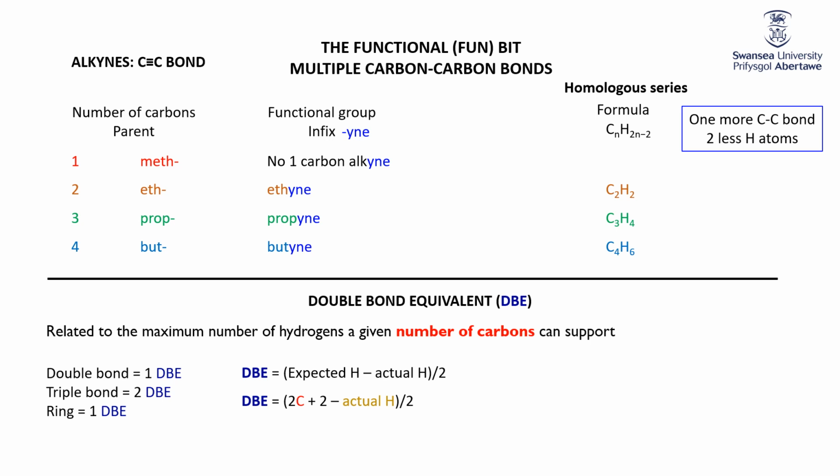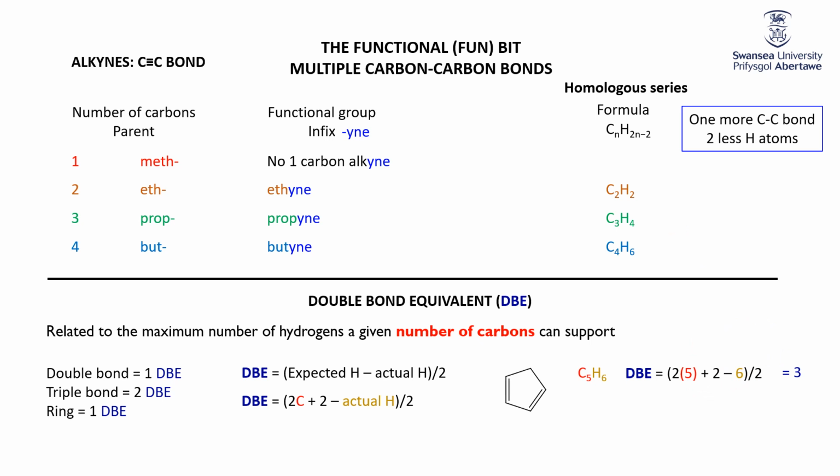So another way to put this is we expect hydrogens, 2 carbons plus 2, take away the actual hydrogens, over 2. So for example, imagine this, a fun little molecule here, cyclopentadiene. Okay, its formula, if you count it up, is C5H6. Well, let's figure out how many double bond equivalents there would be here. We would expect there to be 2 times 5 plus 2, which is of course 12 for 5 carbons. We've got 6. 12 minus 6 over 2 is 3.